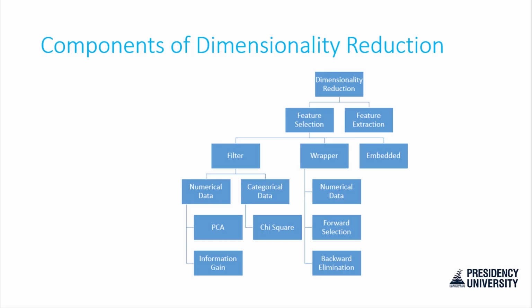Thus, we have seen some basic dimensionality reduction techniques. In the upcoming lectures, we will see PCA, which is Principal Component Analysis, an important dimensionality reduction technique, and we'll also see the various techniques for selecting the features.